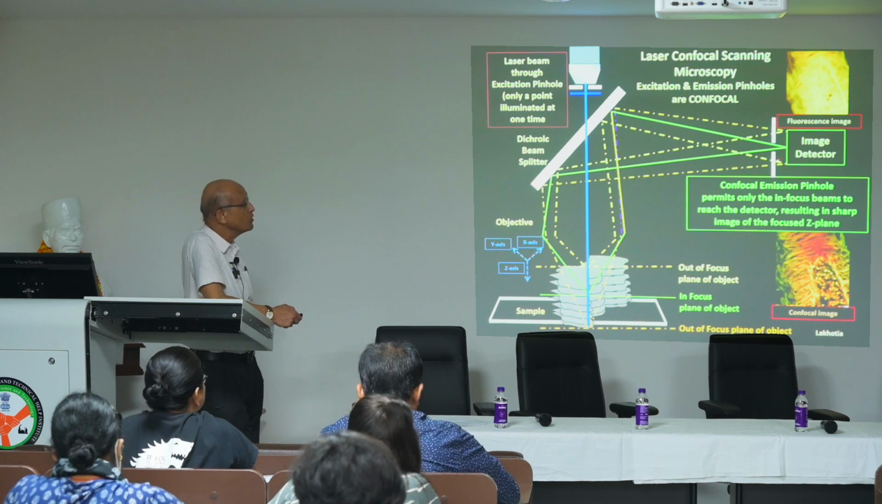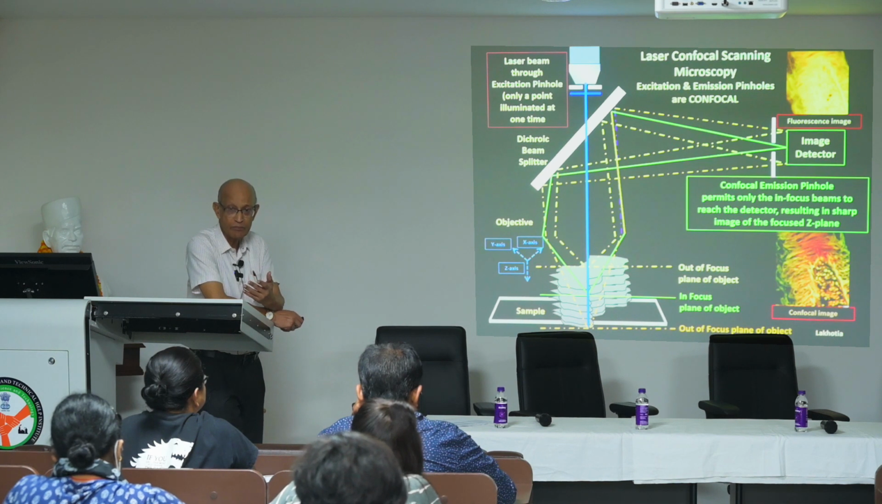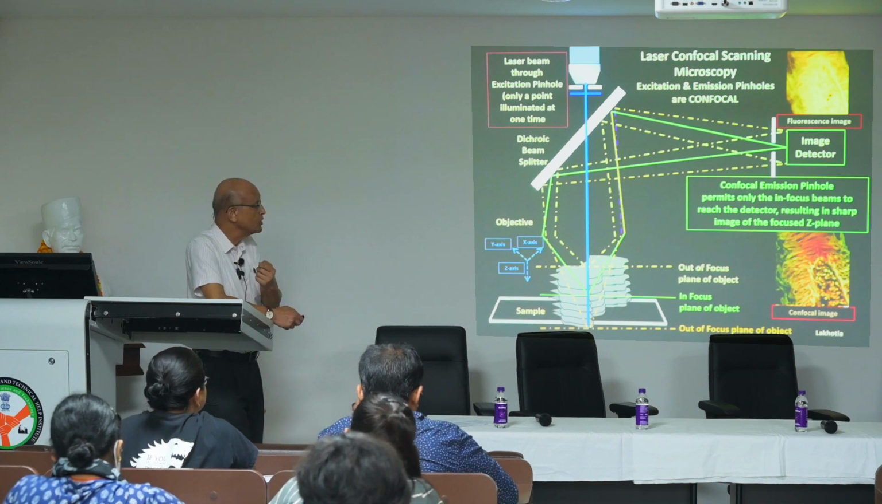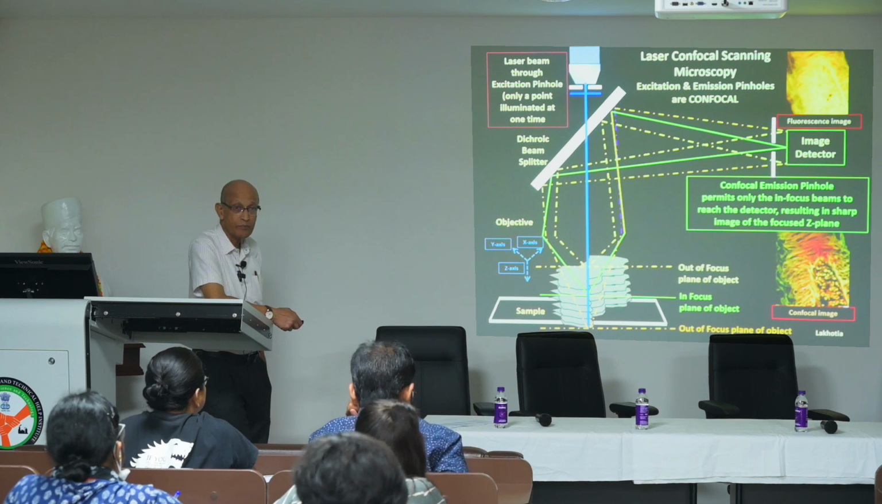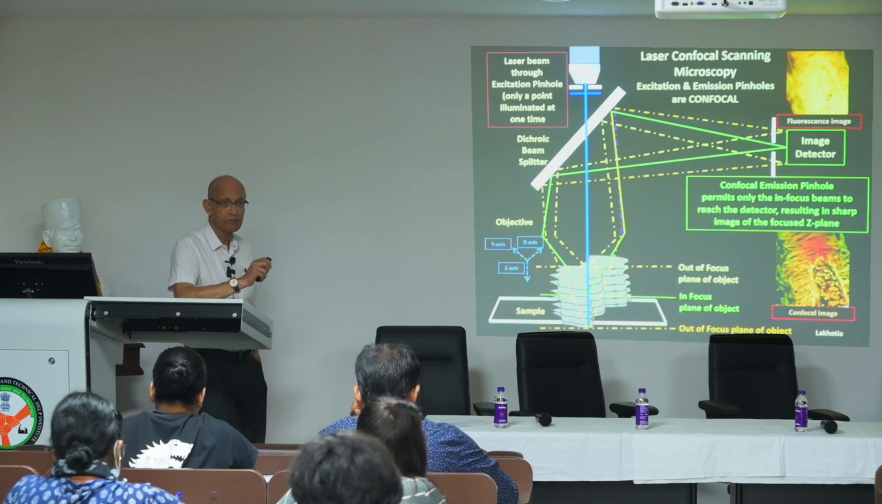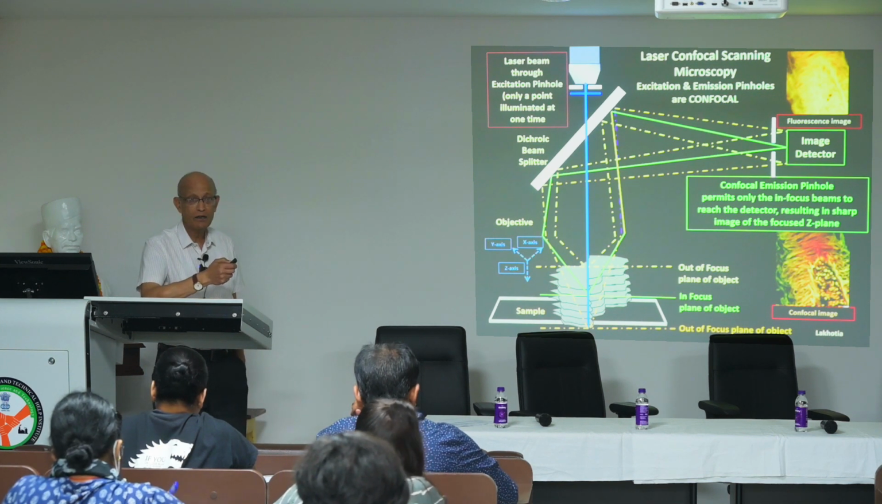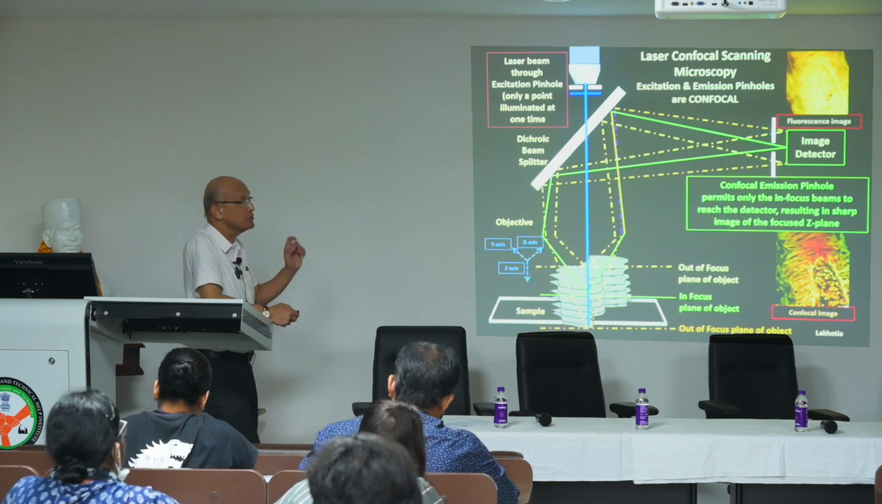But because of this pinhole, all these out of focus light rays are prevented from entering our eyes or your detection system. Only the sharp images go in, and consequently, the same thing, if you didn't have this pinhole, will give you an image like this. The moment you introduce the pinhole, you get an image like this. Is that clear? Any point on this part before I move further? Is it all right?